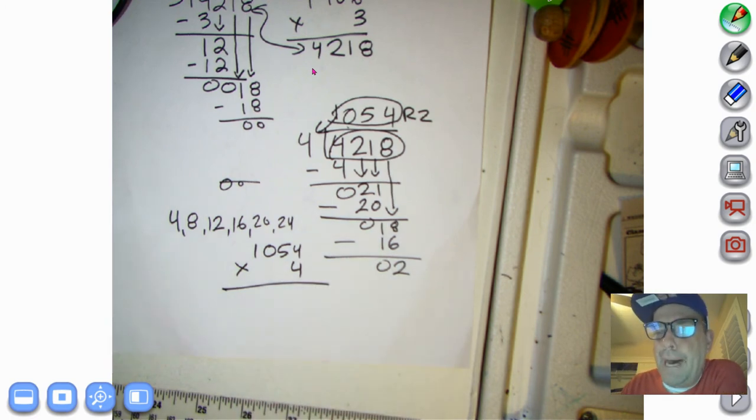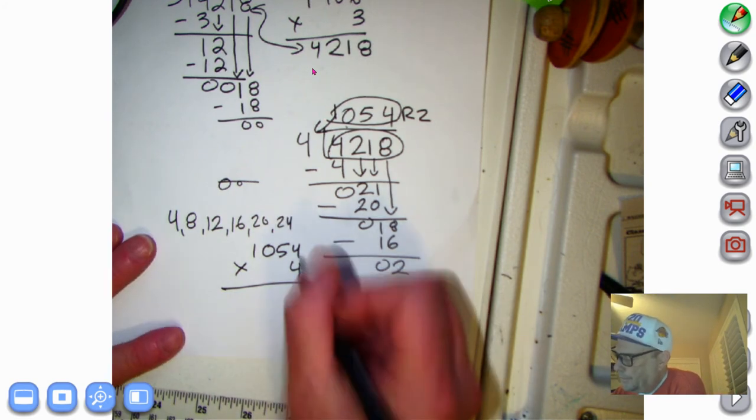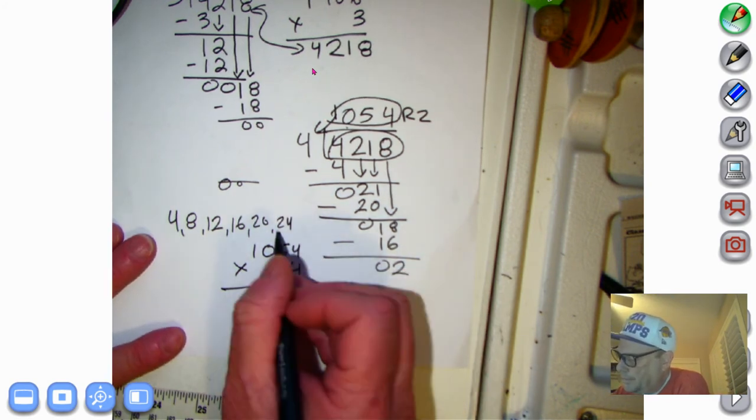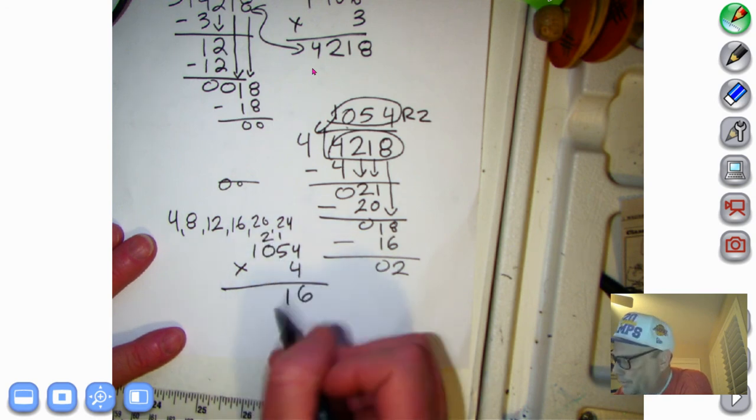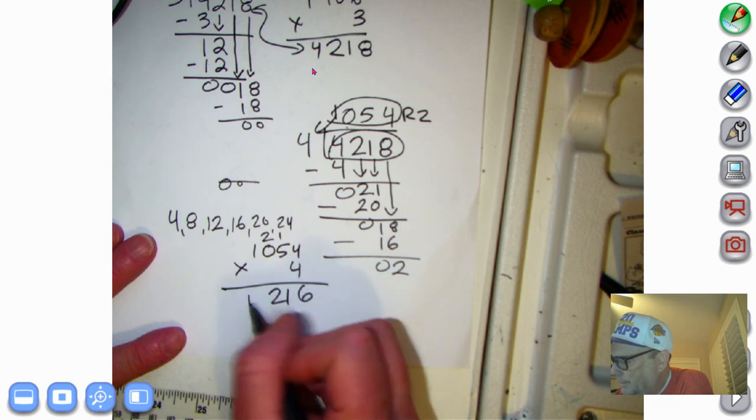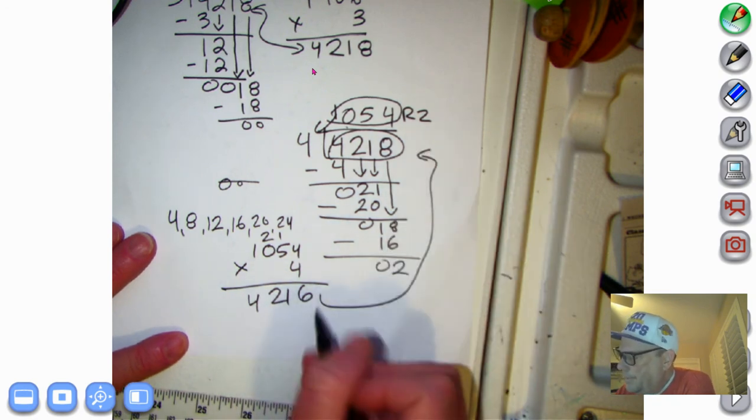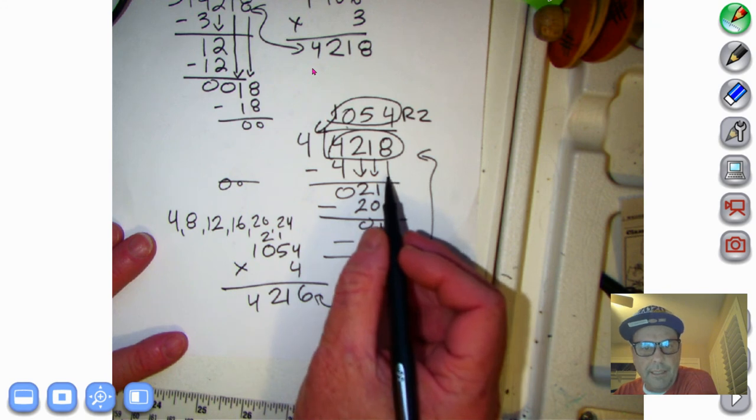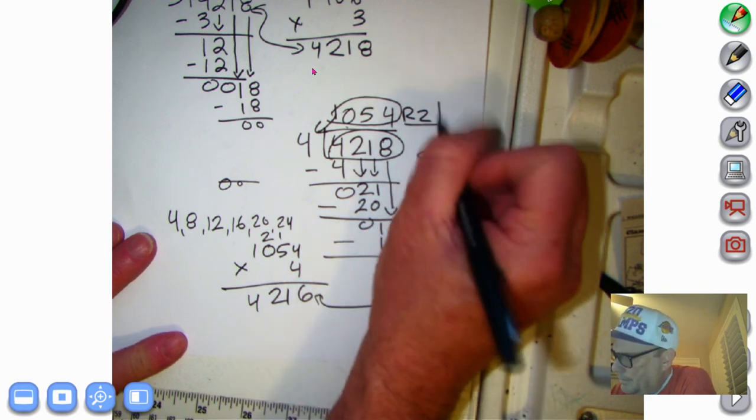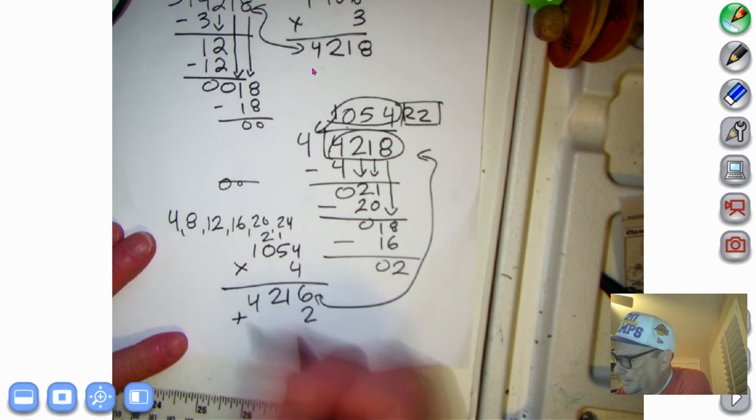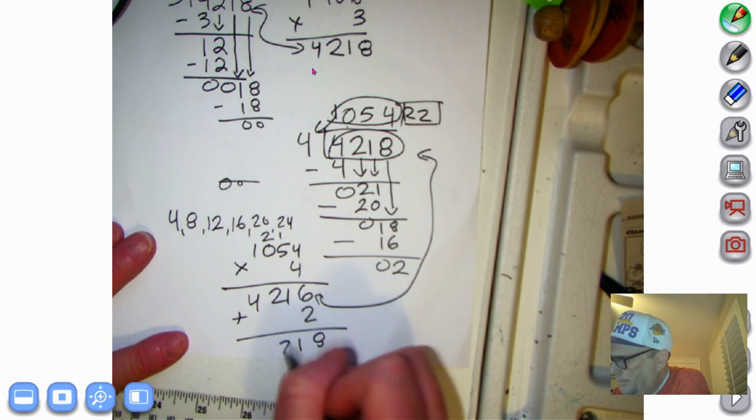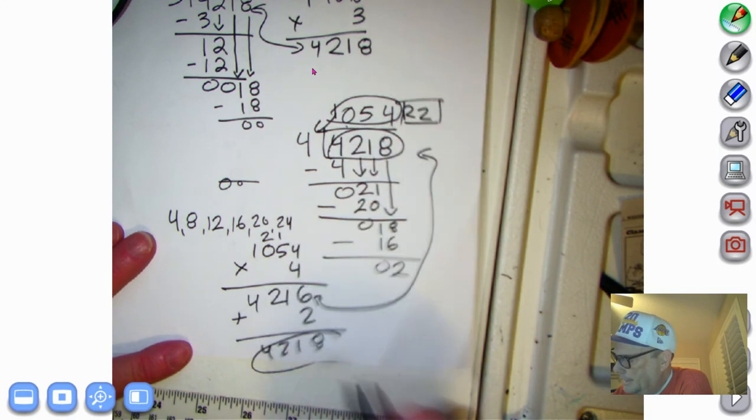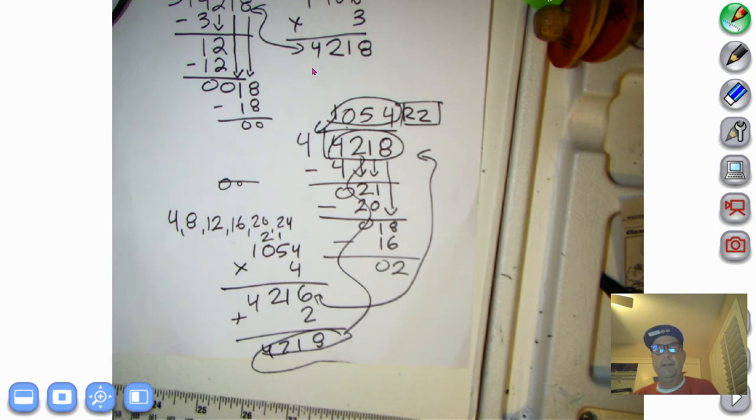Why don't you go ahead and hit pause? And welcome back. 4 times 4 is 16. Bring up the 1. 5 times 4 is 20, plus 1 is 21. Put the 2 there. 0 times 4 is 0, but we have to add the 2 on. 1 times 4 is 4. Look at this, I have 4,216, but we have 4,218 there. I forgot the remainder of 2. We add 2 onto this and should get the dividend. 6 plus 2 is 8. 1, 2, 4. And look at this, matching dividends. We know we got the answer correct.